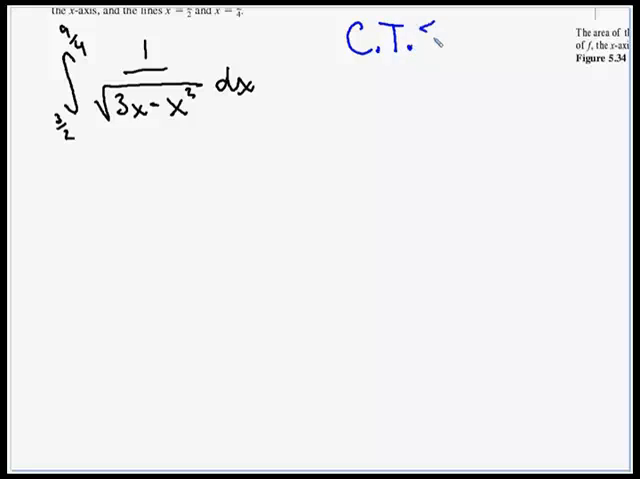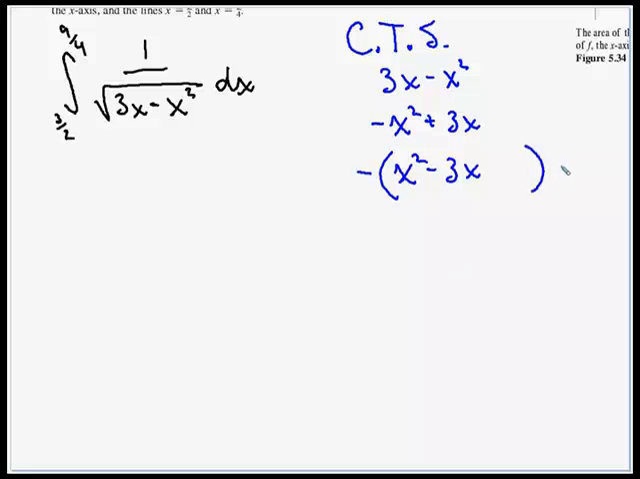What is under that radical is 3x minus x squared. If we rewrote that in descending order, it would be negative x squared plus 3x. And to do this technique, let's factor that negative out for now. So we've got to factor a negative out: negative, x squared minus 3x.